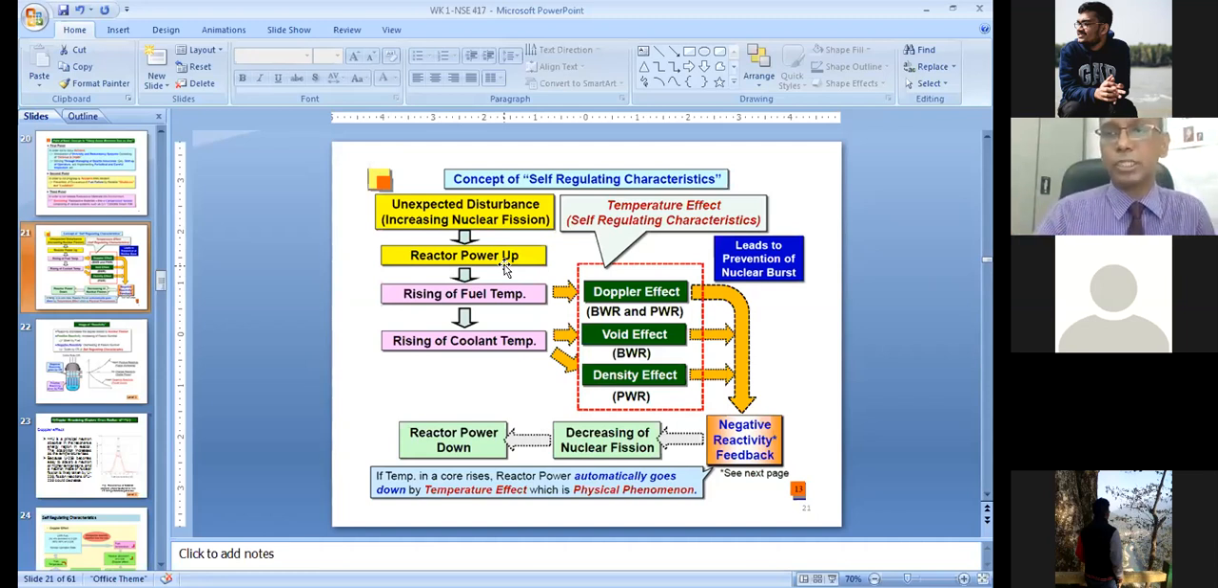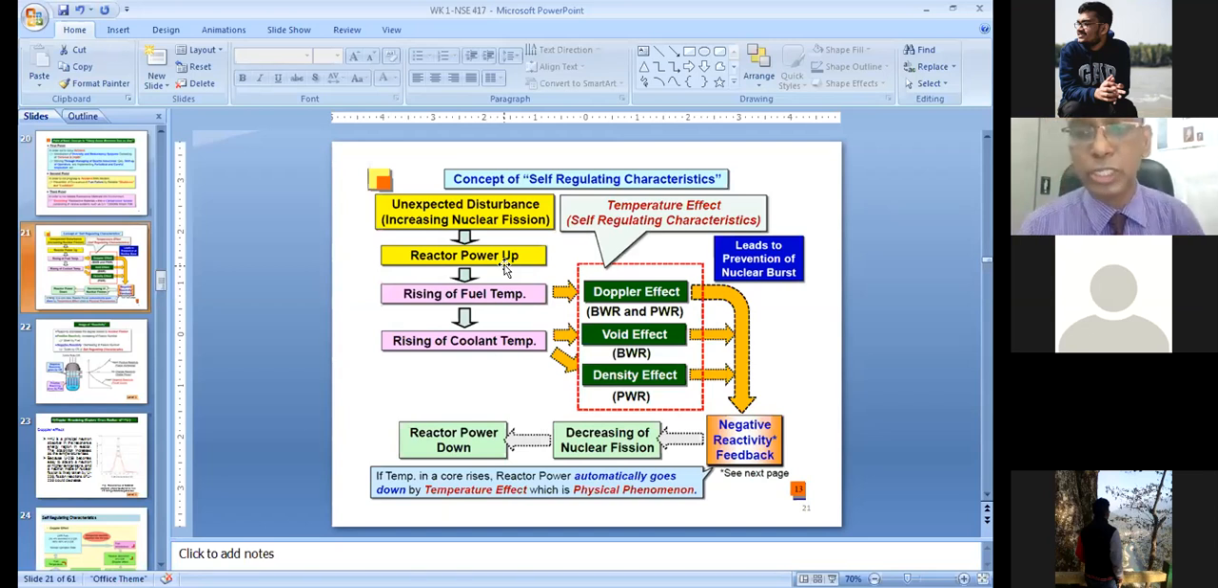If fuel temperature increases, then the surrounding moderator or coolant will be heated up, and the temperature of the coolant will rise. If coolant temperature rises, what will happen? There will be some void. Smaller bubbles will be produced inside the coolant, and this will reduce the density of the coolant. If the density of the coolant is reduced, then the nuclear reaction will decrease.